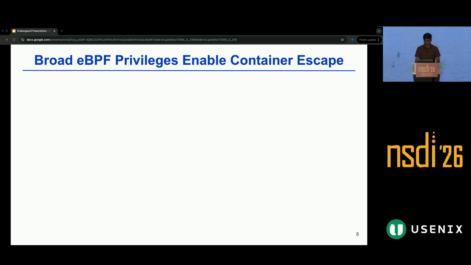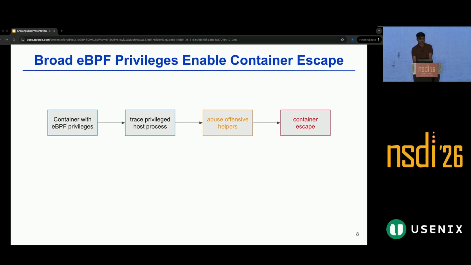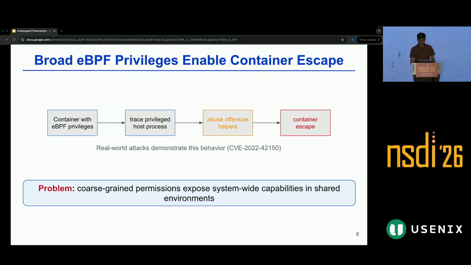Broader privileges are not built for shared environments and can lead to security vulnerabilities. For example, a container with eBPF privileges can attach a tracing program, which can in turn target a privileged host process. It can then inject a malicious payload into that process using offensive helper functions like bpf_probe_write_user, and then try to escape the container by executing desired commands. This is a real-world attack as demonstrated in the given CVE. The important point is that this does not require any verifier bug. The current permission model already exposes enough capabilities to make these attacks possible.